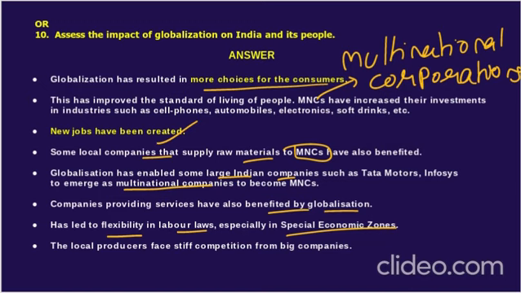And the last point is that local producers face stiff competition from big companies. That is a disadvantage, that they are still facing competition from big companies, right? So this was all about our Section C. Now we are moving to Section D, case study.